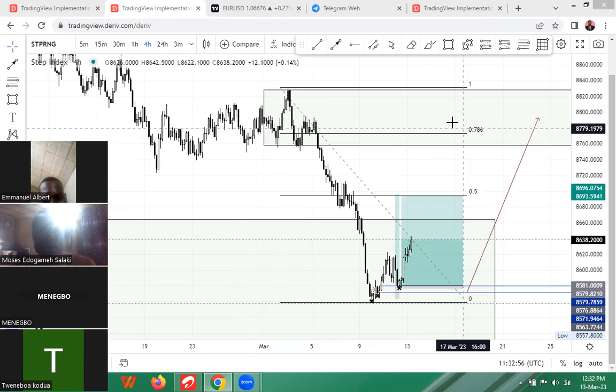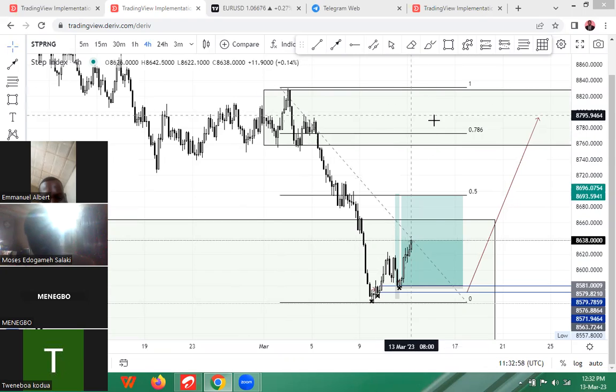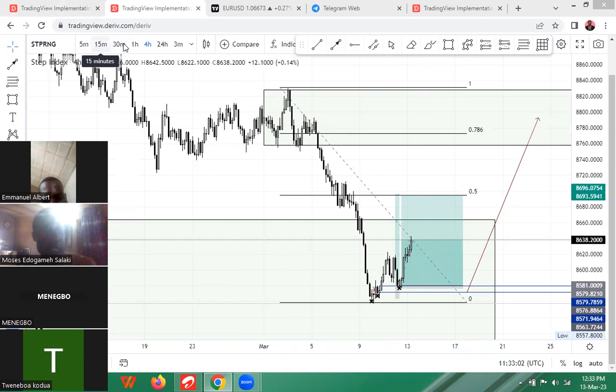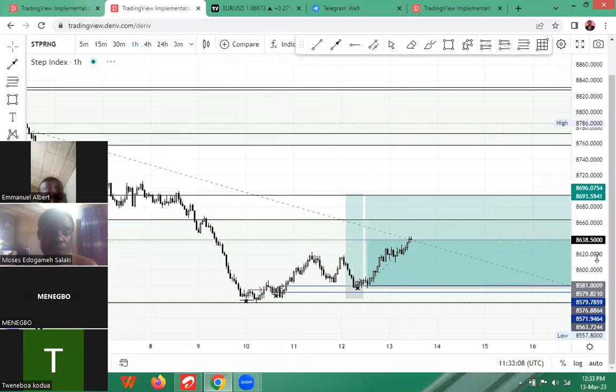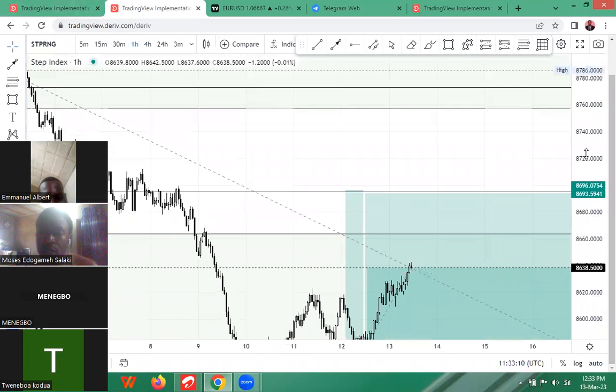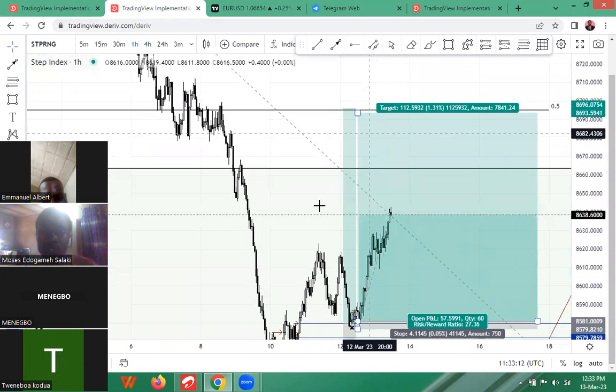So let's allow price to come here since you have missed the first entry. If price comes back here, you can look to sell. But if you want to buy, you want to still join in this buy, price will give you a second entry. I'm sure of that. Price will give another second entry.